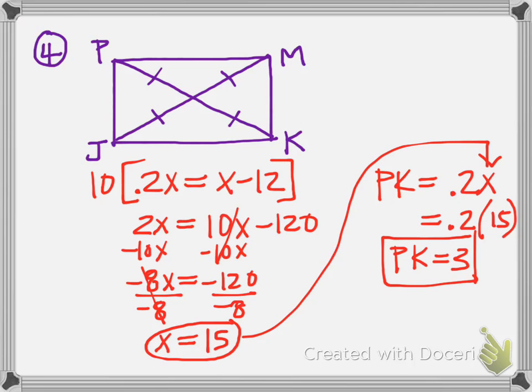Now, we could have also plugged it into JM's expression, which is x minus 12, and we would also get 3 because they are congruent. So just kind of keep that in mind.